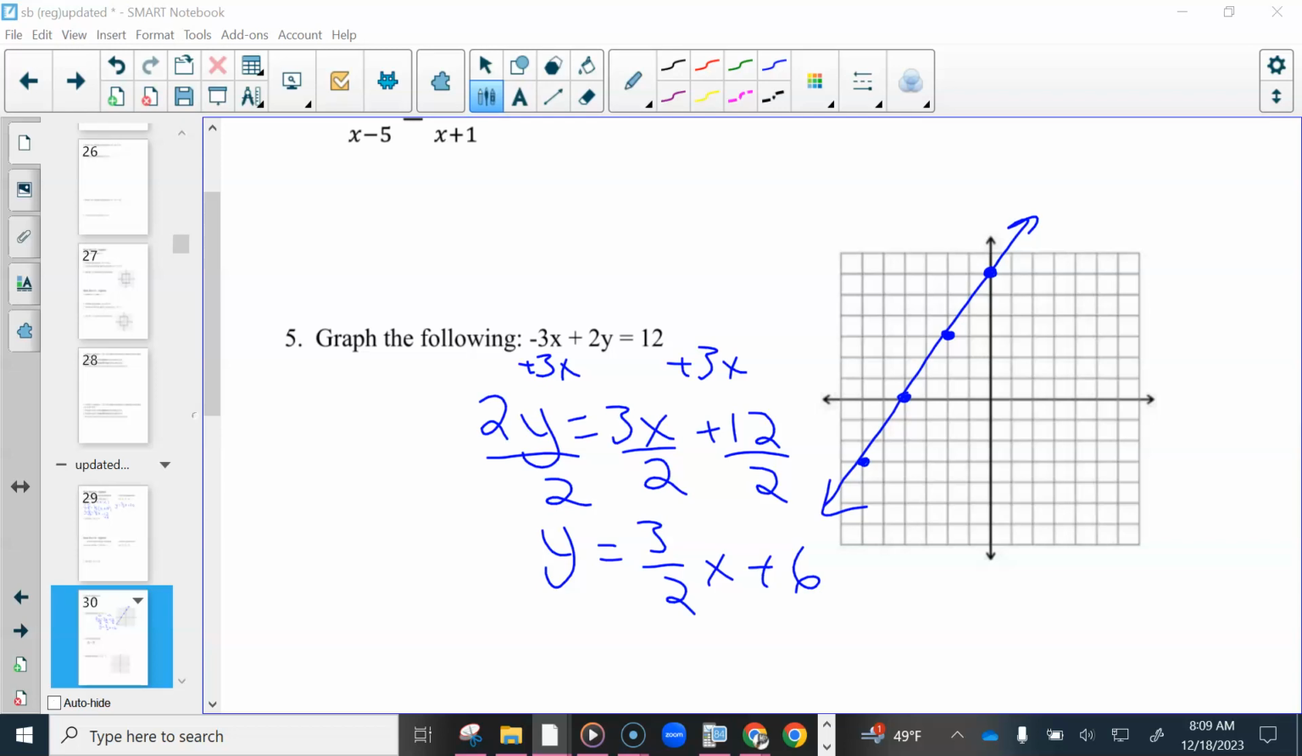Negative 2.5. Negative 5 over 2. Leave it as a fraction. And then find y when x equals 12. We have to set up that equation. What would that look like? Times 12. There we go. Multiply that. This is the last thing that's going in this one.